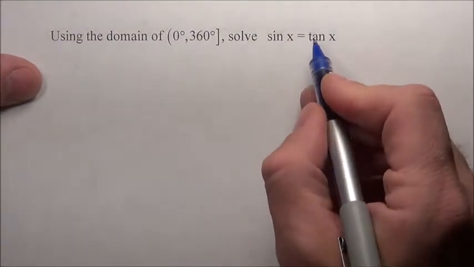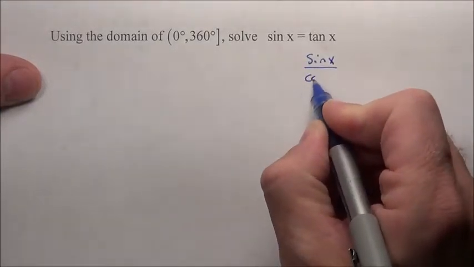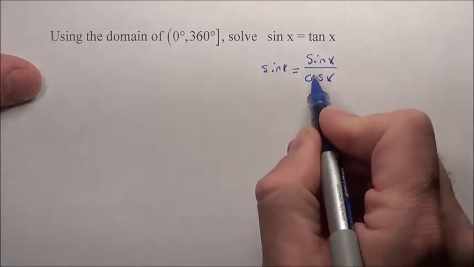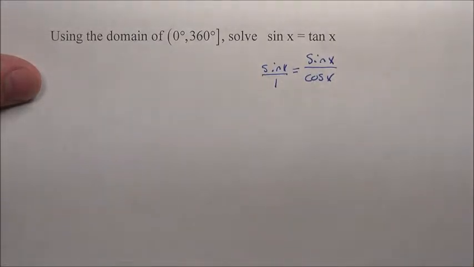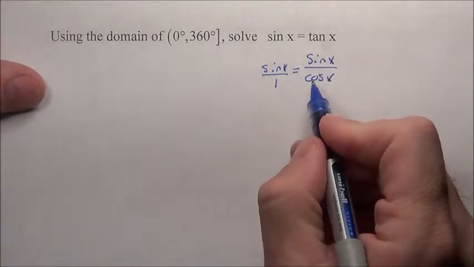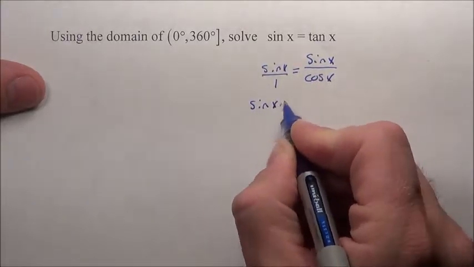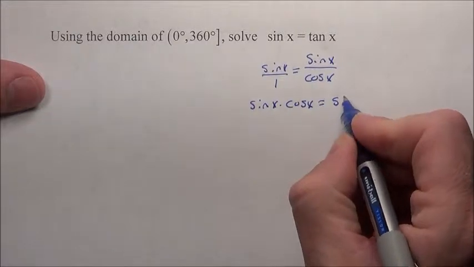Well, there's not much you can do here, but what if you change the tangent of x to sine of x over the cosine of x? Well, that gives you sine of x equals that. If you put that over 1, now look what happens. We can do the means extremes property, cross product here. That'll give me sine of x times cosine of x equals sine of x times 1, sine of x.